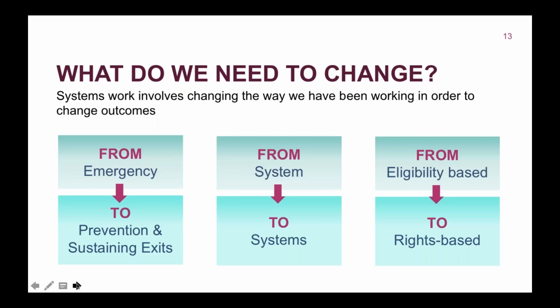So taking a systems approach inherently means change. And broadly, we can see this change in three main categories. The first is from the emergency response to prevention and sustaining exits from homelessness. The second is this shift from a focus on a singular system approach to an integrated systems approach. And finally, there's the shift from an eligibility-based approach to a rights-based approach. And I'll address each of these in a bit more detail.